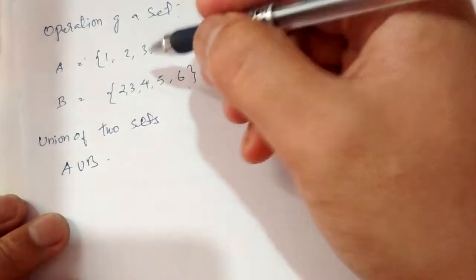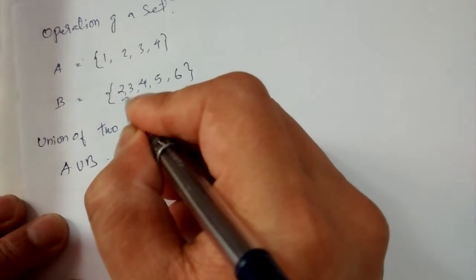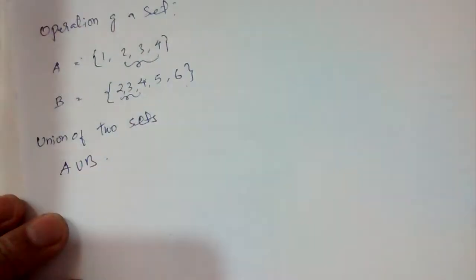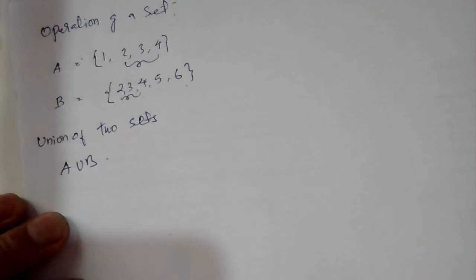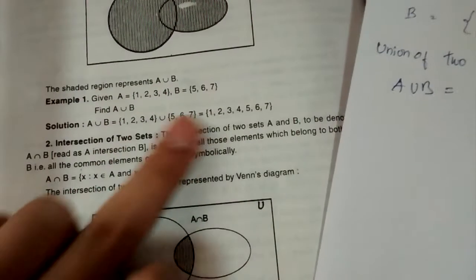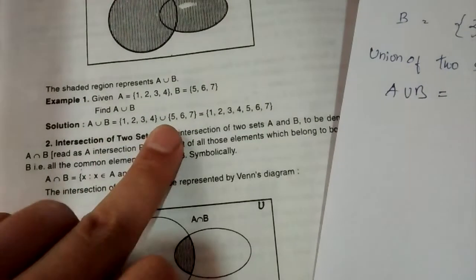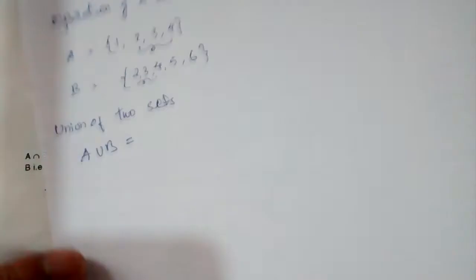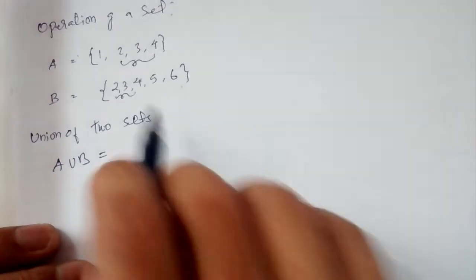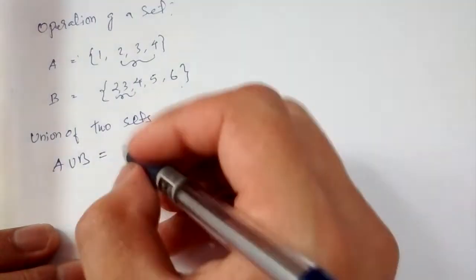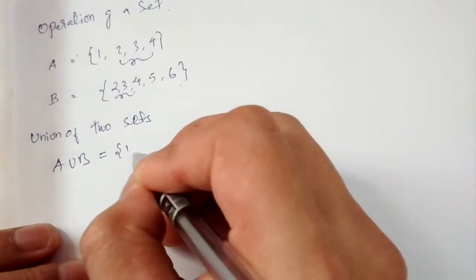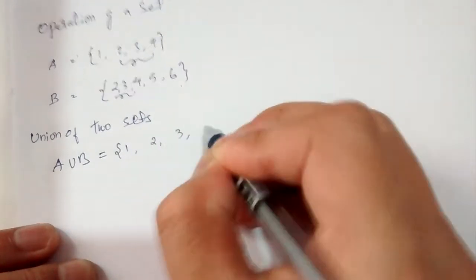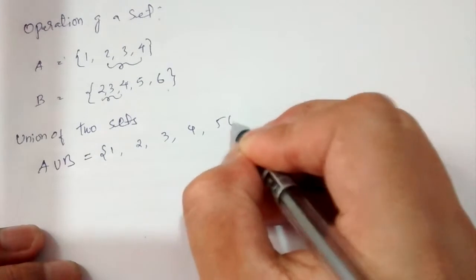Now here we see that there are three elements that are similar to each other, right? So how do we build the union of a set in this respect? Here, we just have to write the elements given in these two sets. Since we have common elements, we write 1, 2, 3, 4, 5, 6.